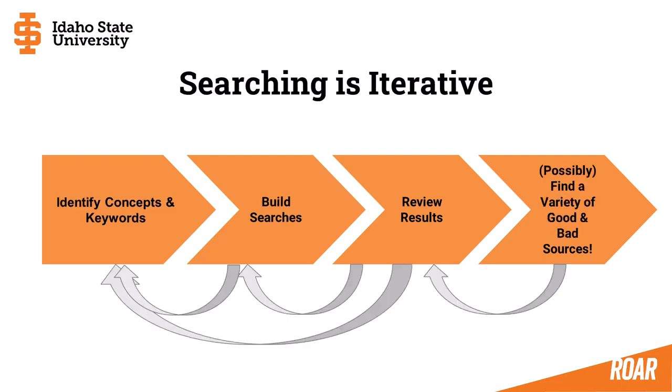But what is more likely to happen is that we're going to have to be iterative in our research and in our searching specifically. So we are going to go through, identify our concepts and keywords, build searches in a database, and look at the results. But then what we might need to do is revise our results, maybe come up with some new concepts or keywords, try a new database, and then look through the variety of sources that we have found. So this is just a quick reminder that searching is iterative, that we're going to go through several of these steps multiple times, and that is a totally normal part of this process.